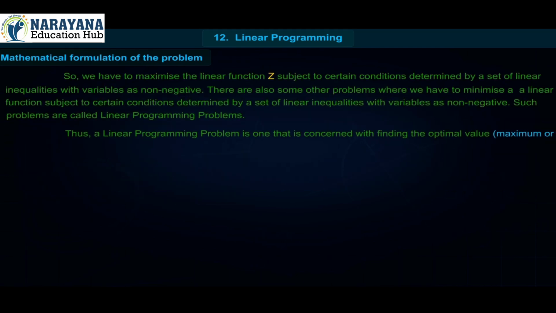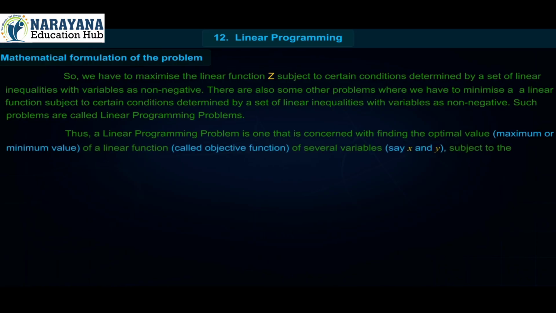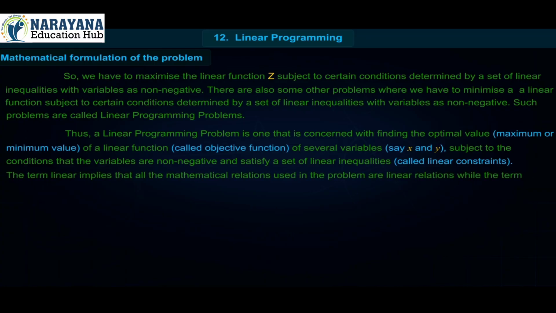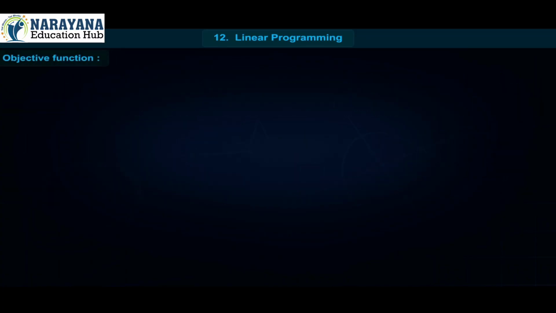Thus, a linear programming problem is one that is concerned with finding the optimal value, that is maximum or minimum value, of a linear function called the objective function of several variables, say x and y, subject to the conditions that the variables are non-negative and satisfy a set of linear inequalities called linear constraints. The term linear implies that all the mathematical relations used in the problem are linear relations, while the term programming refers to the method of determining a particular program or plan of action.